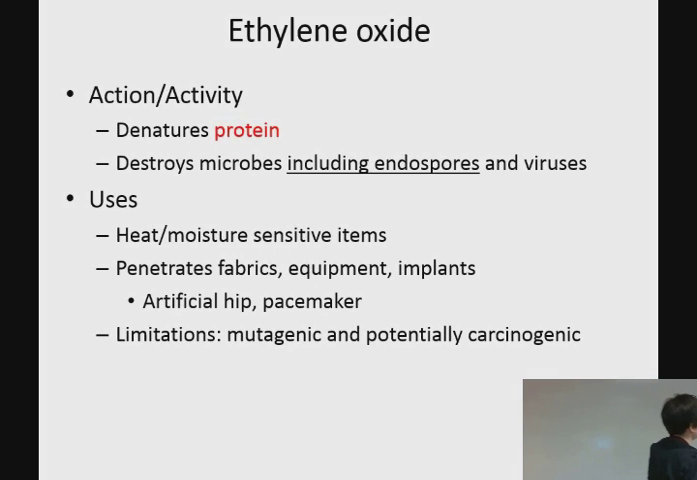So why would you use it instead of autoclaving? Well, there are things you can't autoclave. They're heat or moisture sensitive. It's really good at getting through fabrics because it's a gas, and it can get into equipment and implants that are heat sensitive. Things that are electronic can be treated this way. If you have a pacemaker or an artificial hip, you can sterilize it with ethylene oxide.